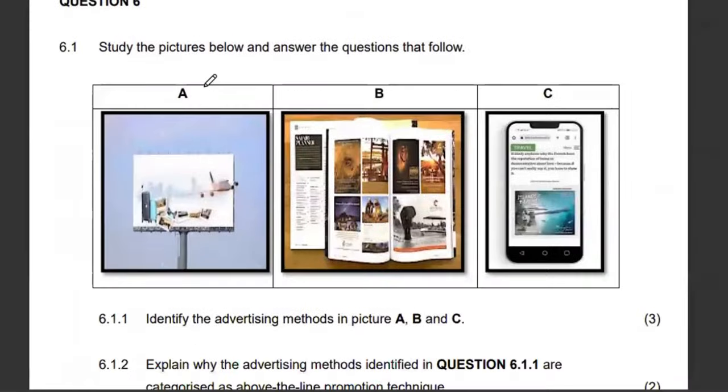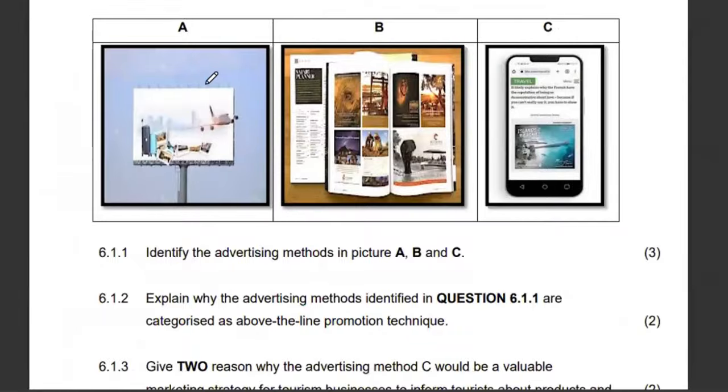Then question 6, study the pictures below and answer the questions that follow. Identify the advertising methods used in picture A, B, and C. If you look at picture A, B, and C, you can see that this one is a large billboard. So we write the term billboard. The first one is a giant billboard. Then B, it represents a magazine. That is a magazine advertisement.